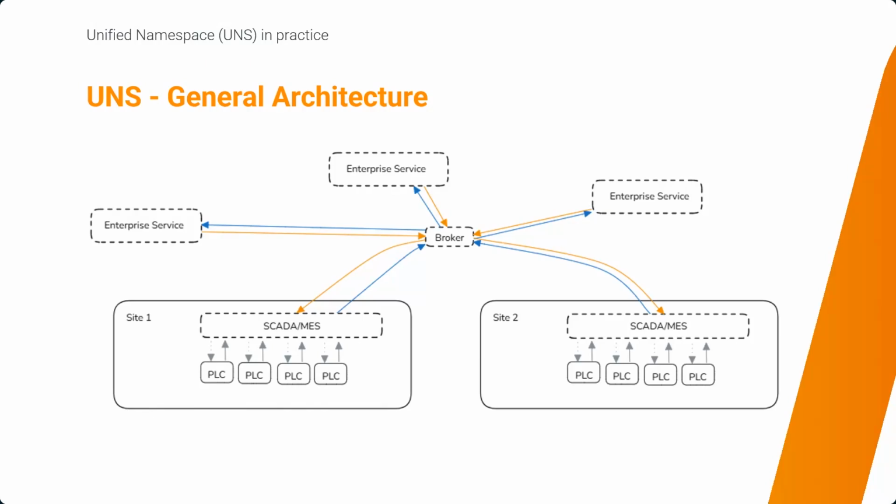The blue arrow is data moving upwards from the SCADA MES system into a message broker. And the orange arrow is data being consumed by the SCADA or MES system. In this setup that we see here, we have 2 sites that are both sending data to the broker and using data from the broker. And then on the enterprise level, we have, in this case, 3 enterprise services that do something with the data. They consume the data, but they will also probably produce some summaries, for instance, of the data.